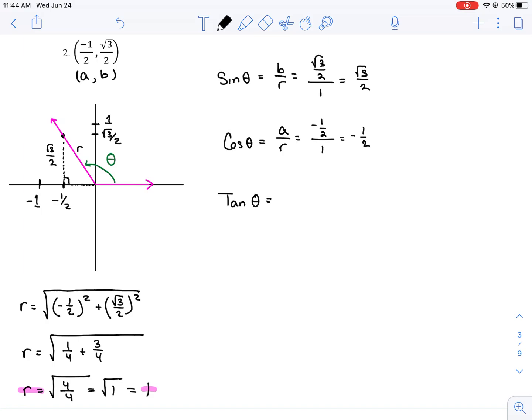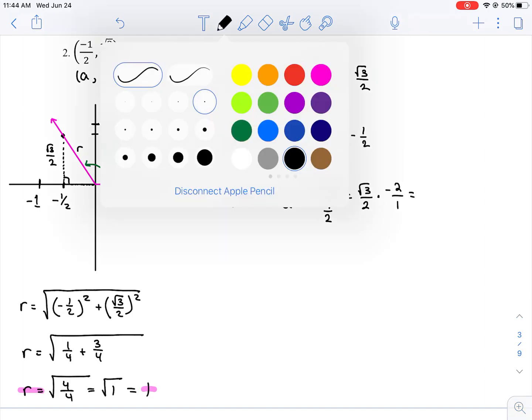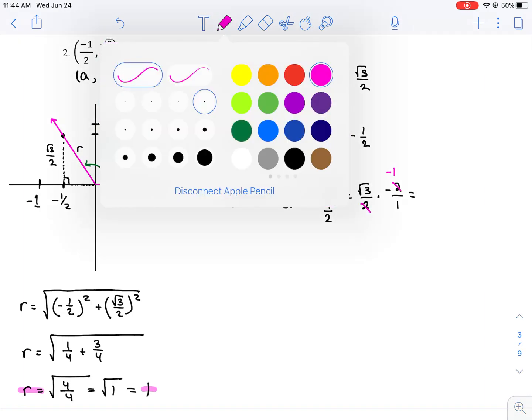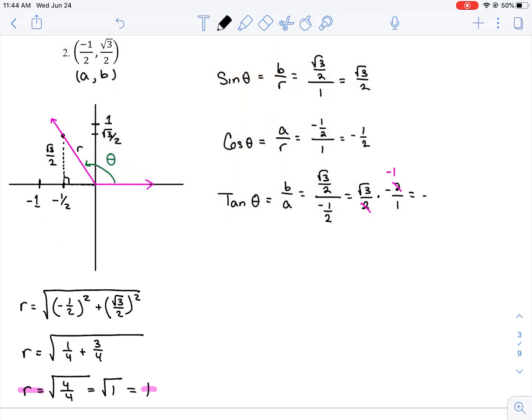Tangent of theta is equal to b divided by a. So that will be the square root of 3 divided by 2 divided by -1/2. And I will simplify that now. So the tangent of theta is the negative square root of 3.